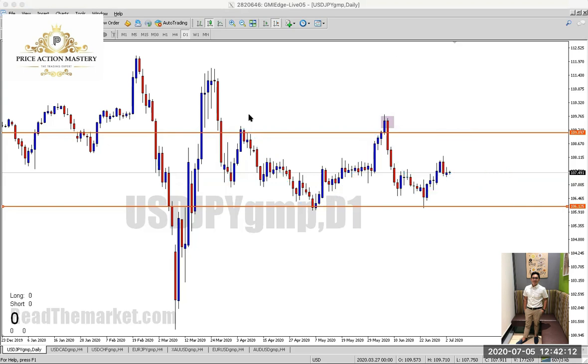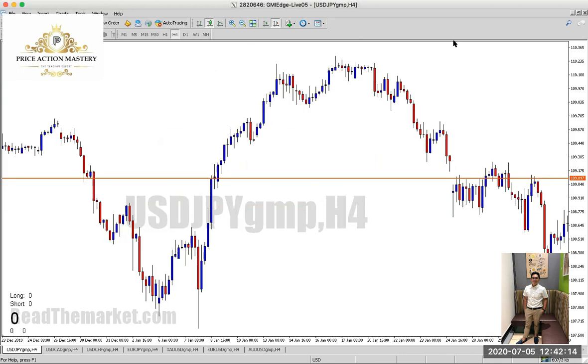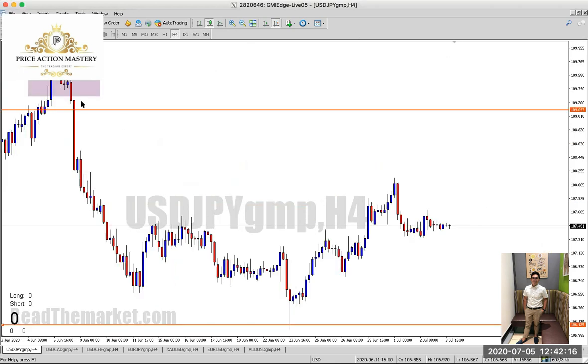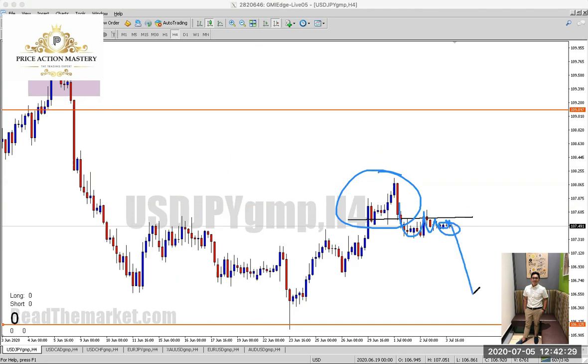So how can we identify this? When we look into H4, I can see this happening. This is what we know as a double top. This double top is formed, so the market just retests this area and we see a sell.